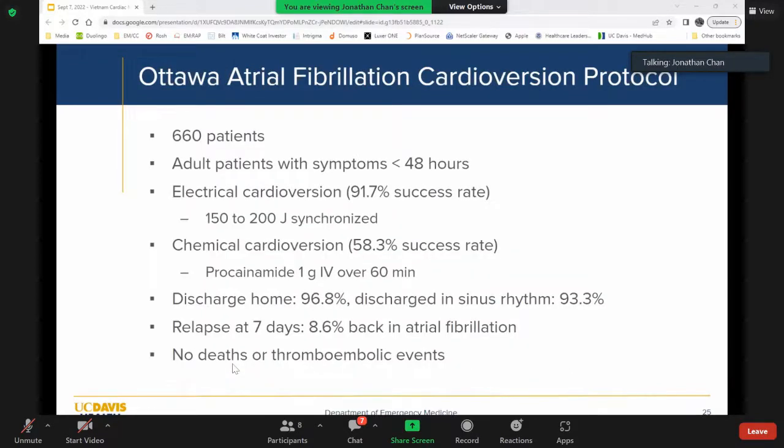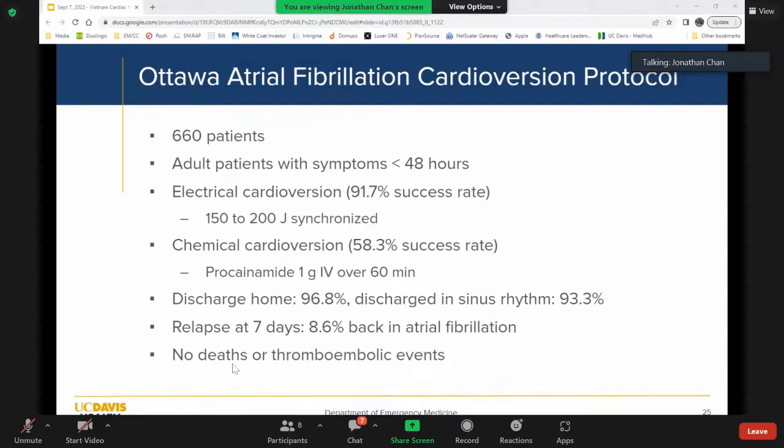Our next one here is what we call the Ottawa Atrial Fibrillation Cardioversion Protocol. So this is a new study that was developed not too long ago, which basically they looked at about 660 patients. And what they found was if the patients had never had atrial fibrillation before, and they had symptoms less than 48 hours or less than 2 days, and they can tell you exactly when it happened, you can do a cardioversion of their heart.